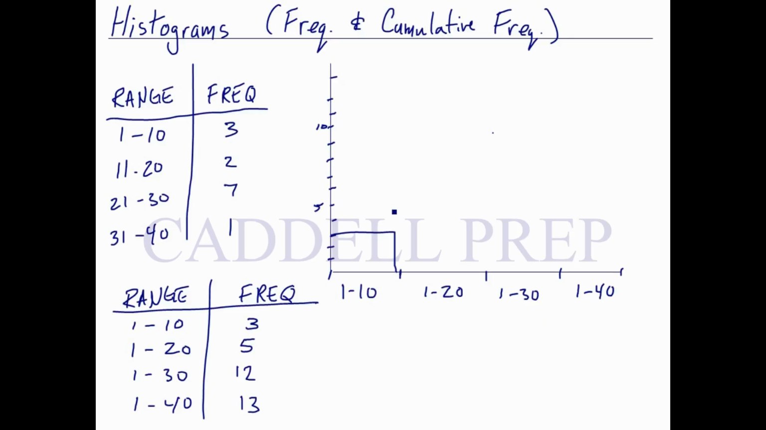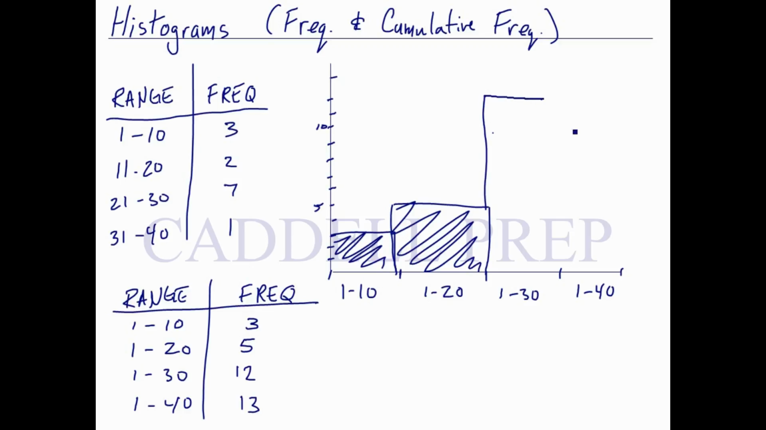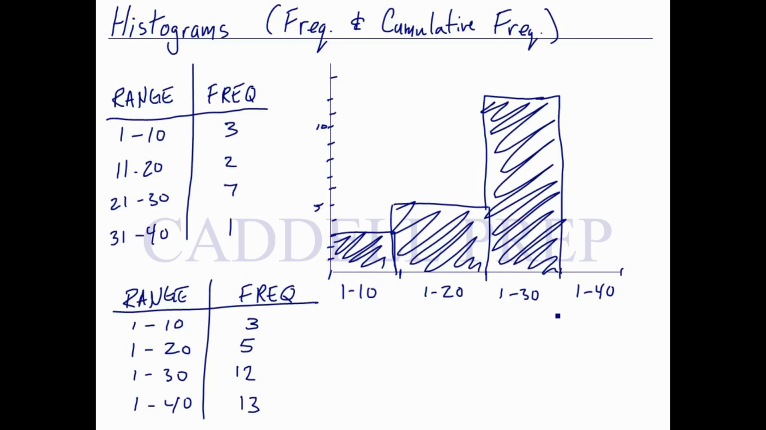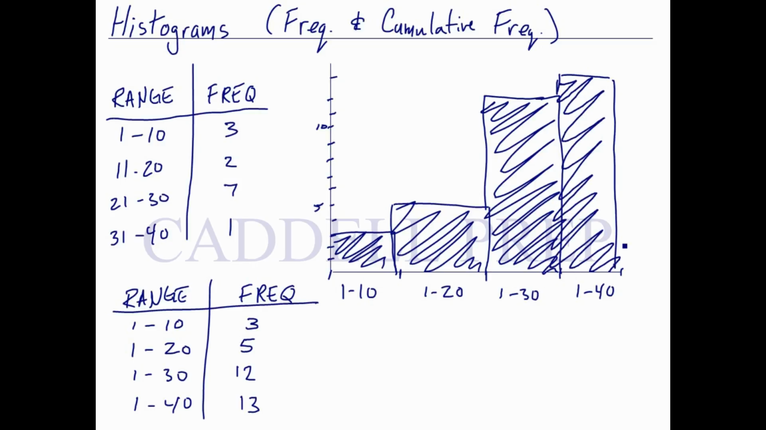Alright, so now 1 to 20 will go up to 5. So let's write like this. Let's color these in. Then 1 to 30 will be 12. So that's this height. Shade that in. And then 1 to 40 is 13, so it's going to be 1 higher than this. And this is shaded in.